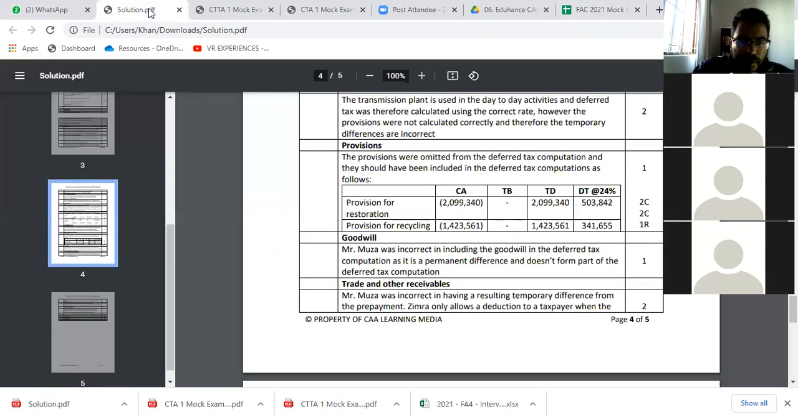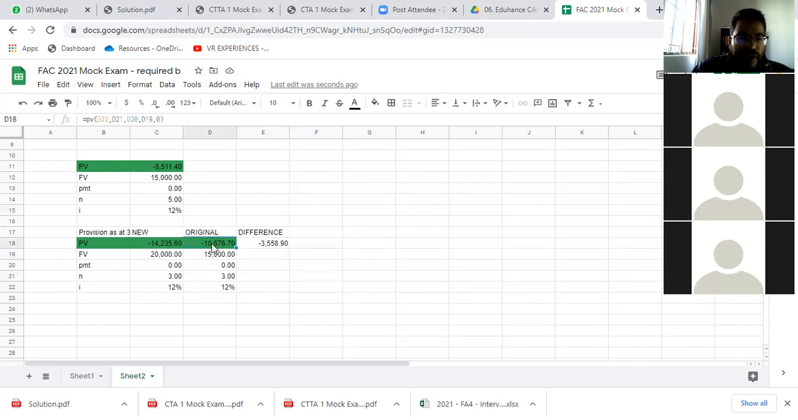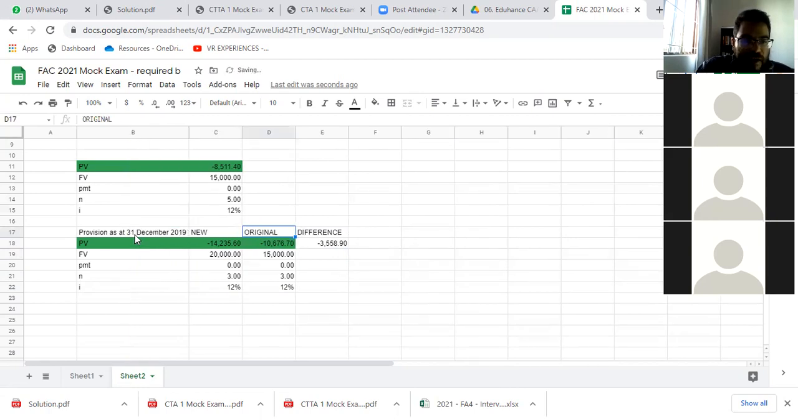The original number of years, is it 3 years? No, so remember, what we're doing over here is assuming, like that's not 100% clear to me from the scenario, okay? So with the original, we're still working out the provision as at 31 December 2019. So the present value for the updated information of the provision at 31 December 2019 is 14 million. The original provision at 31 December 2019 is 10 million. So the adjustment that needs to be made is 3.5 million.